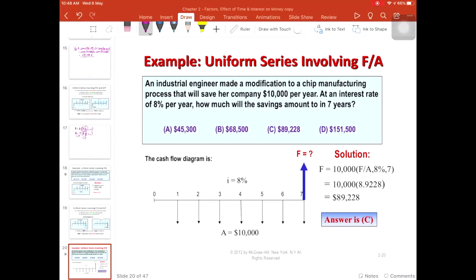Faham eh? Faham? Okay. Any comment? Any comment? No. Tak ada komen. Semua betul. Ha? Anyone? Semua betul. Kalau tengok kat cash flow diagram tu betul tak sebenarnya?